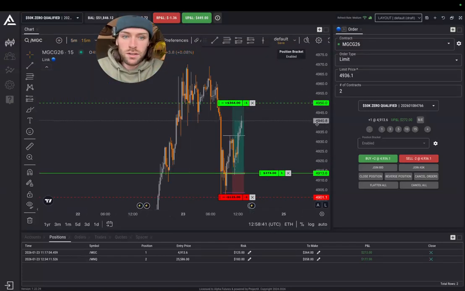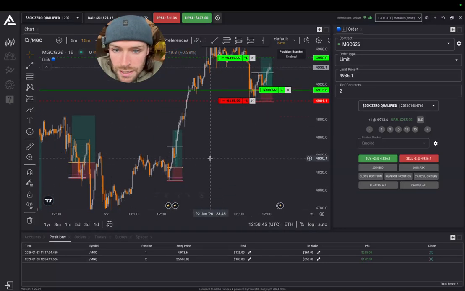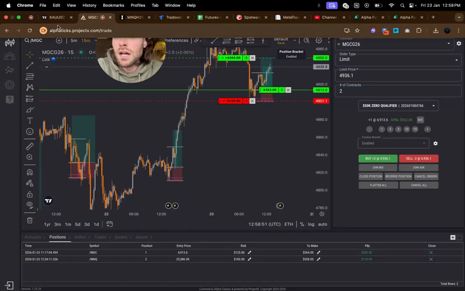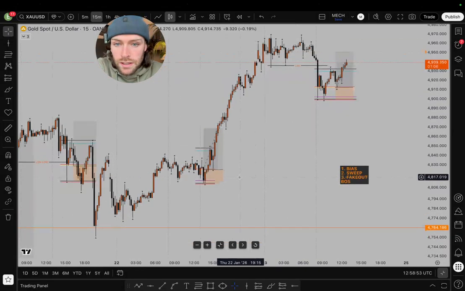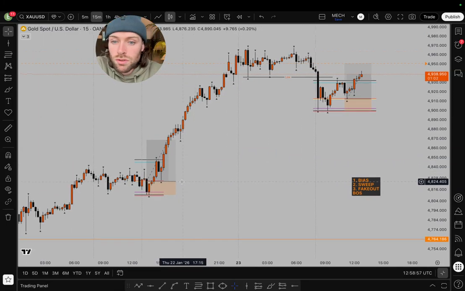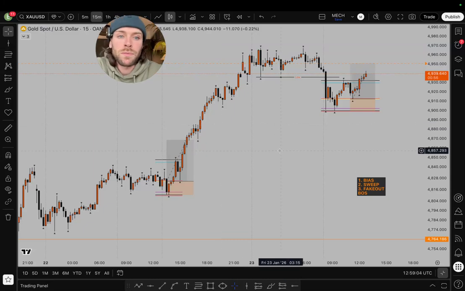So let's look at yesterday. We can see here, I got tagged in here, touched it based on this live feed, which I was using. But you can see here, this feed didn't get tagged. So if I was trading this on my CFDs, I wouldn't have been tagged in. So it's very, very important to use a live feed of what you're actually trading.